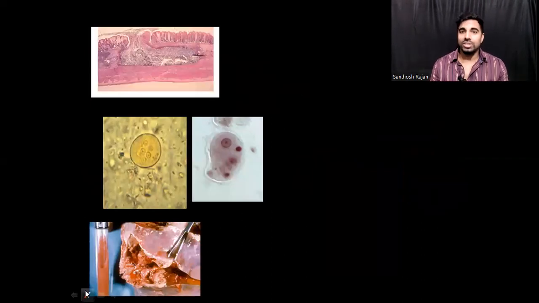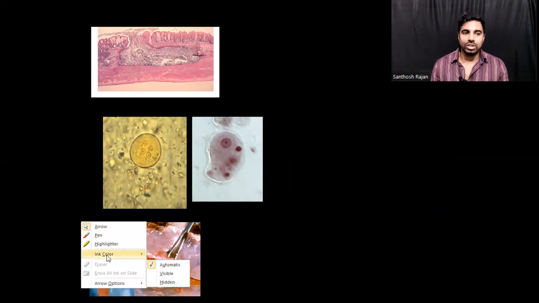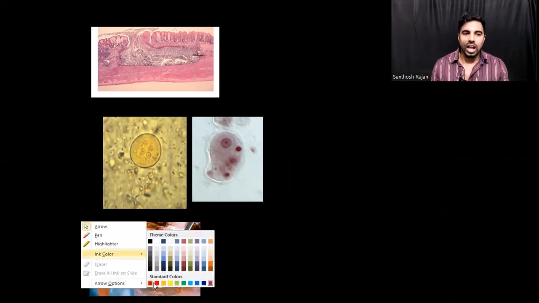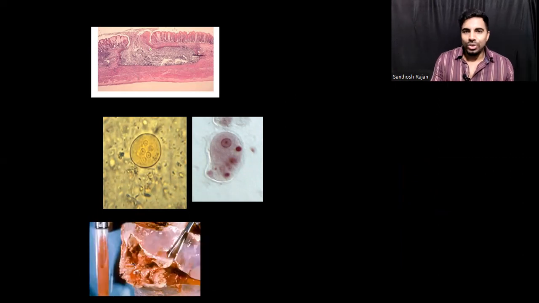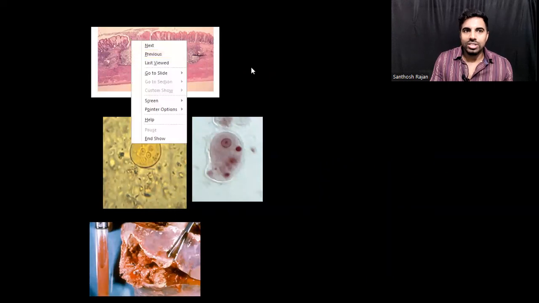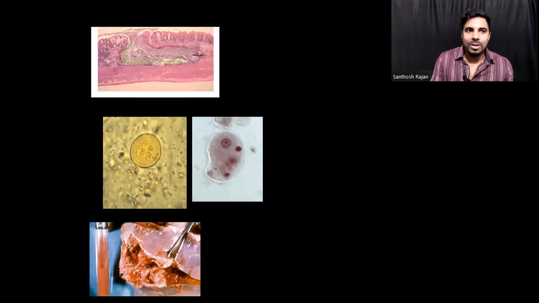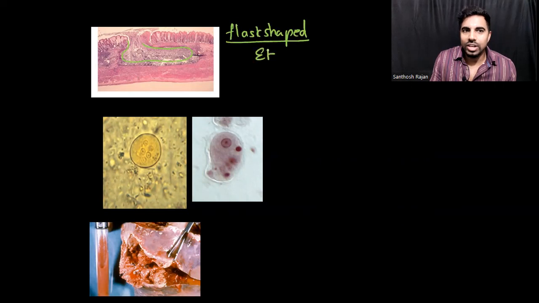Because amoebic dysentery, Entamoeba histolytica, is a frequently asked question. So there are a few points you have to know. There is no way you're going to leave this topic. So see here. When Entamoeba histolytica affects the body, it causes a typical type of ulcer. What is this called? This is a flask-shaped ulcer. Very good. Flask-shaped ulcer means Entamoeba histolytica ulcer.